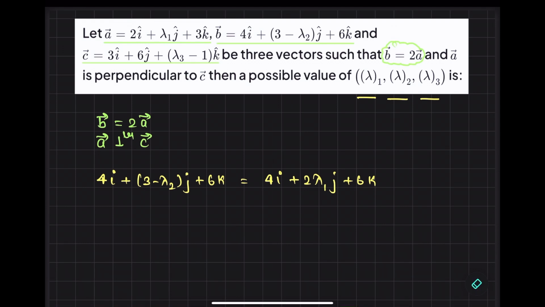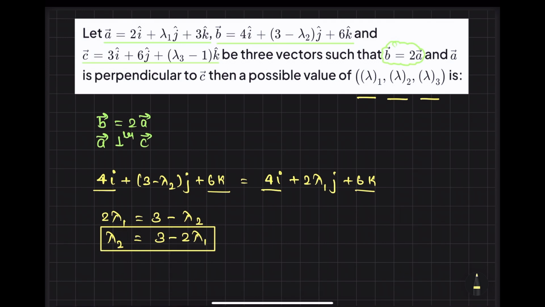Okay, so look at this. Can I write 4 equals 4? If you compare this and this, they are already equal, so the j component will also be equal. Can I write 2 times lambda1 is equal to 3 minus lambda2? Or can I say that lambda2 is 3 minus 2 times lambda1? So now we got lambda2. So we have this combination: lambda1, comma, 3 minus 2 times lambda1. Now we have to find out lambda3. Now look at this, how we will find out lambda3.